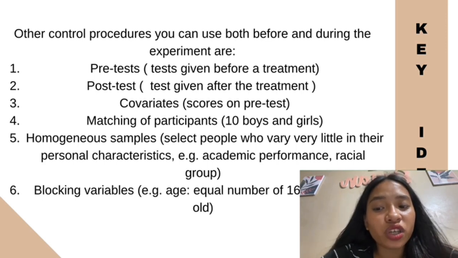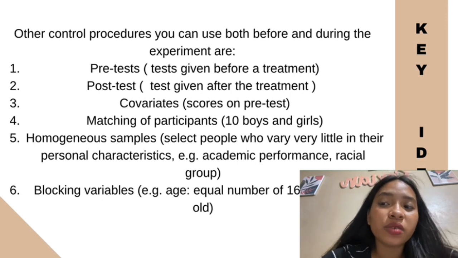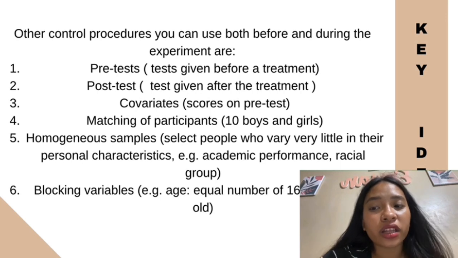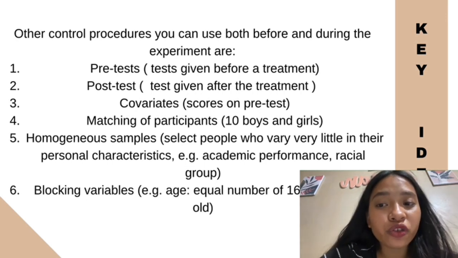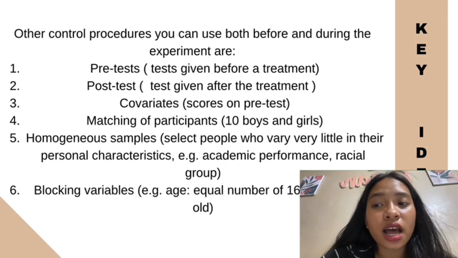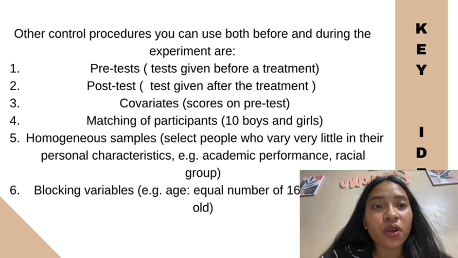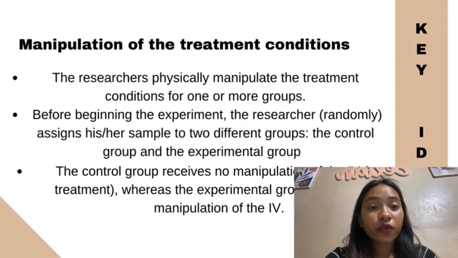Next is the matching of the participants. Matching is the process in which the researcher identifies one or more personal characteristics that can influence the outcome and assigns individuals with those characteristics into different groups, such as the experimental and the control groups. And lastly are the blocking variables. Blocking variables is when you divide or block the participants into subgroups.